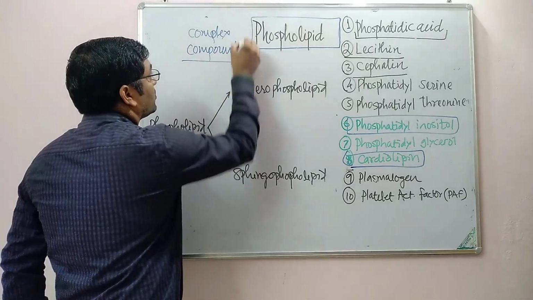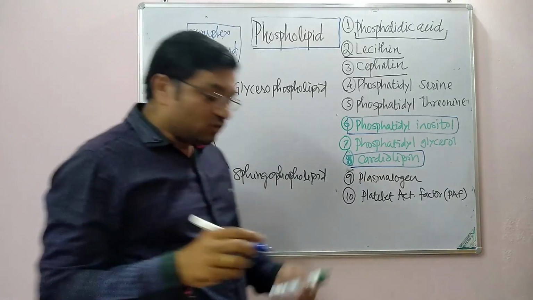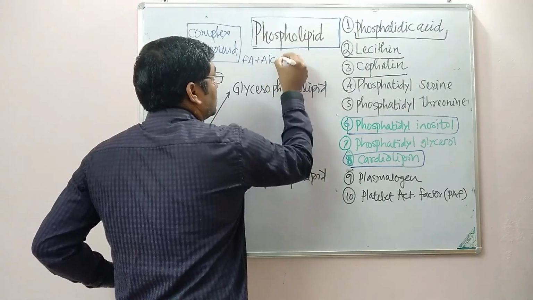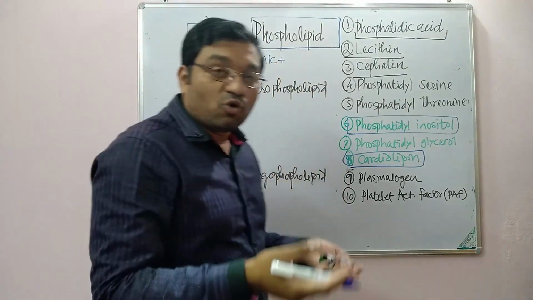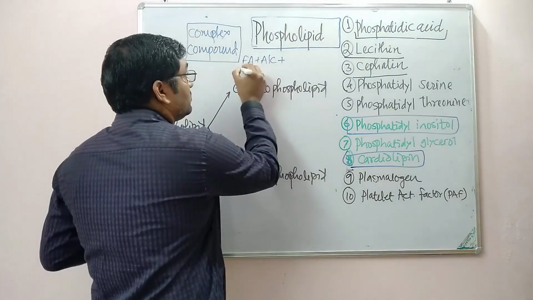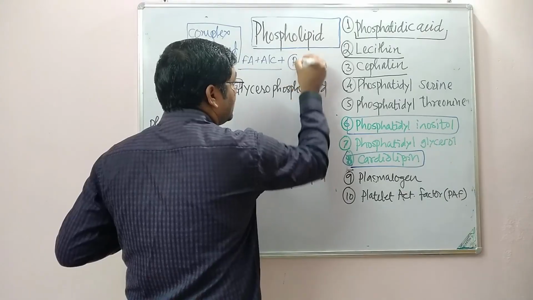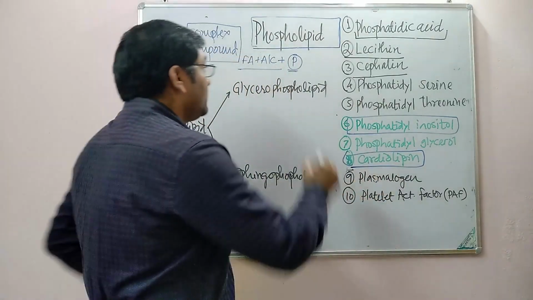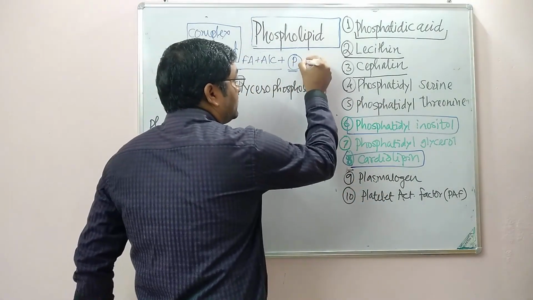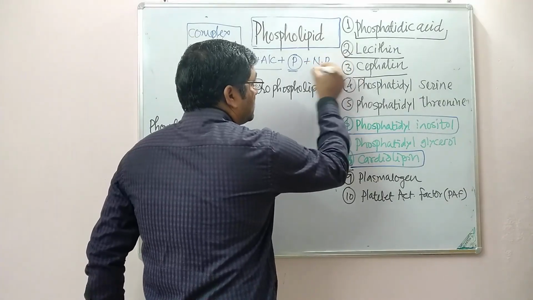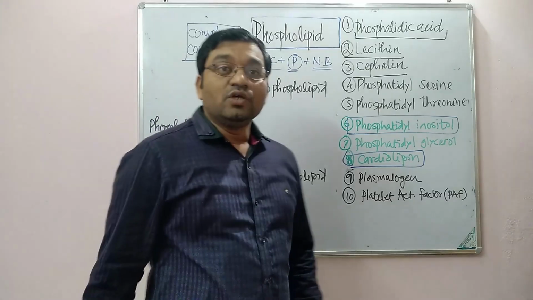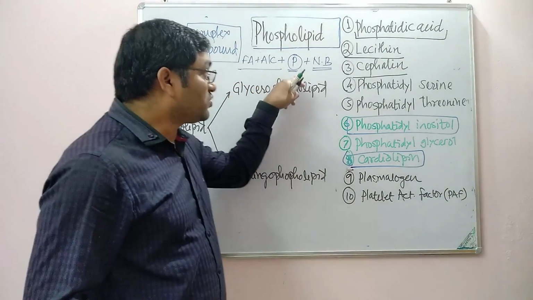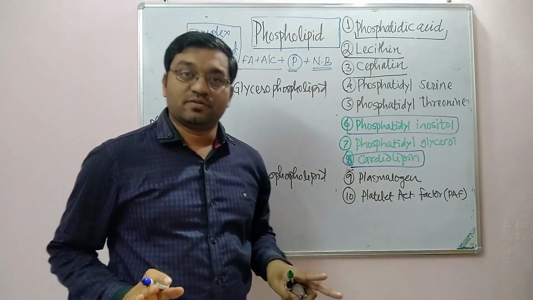What is the meaning of complex or compound lipid? In addition to fatty acid and alcohol, they also contain other groups. For example, here phosphoric acid is present, that's why the name is given phospholipid. And in addition to this phosphoric acid, a nitrogen base is also present. So phospholipid is a compound lipid. It contains fatty acid, alcohol, phosphoric acid and in some, a nitrogen base.